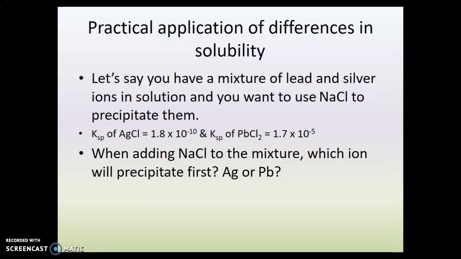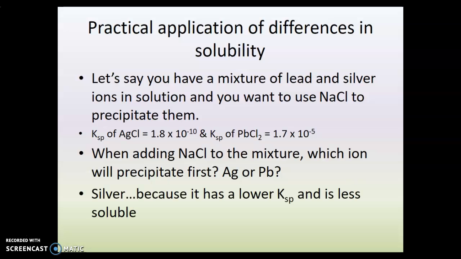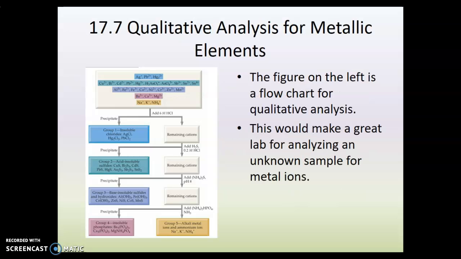So let's say you had a mixture of lead and silver, right? What would you do? Which one would precipitate first? The Ksp of silver chloride is 1.8 times 10 to the minus 10th, and the Ksp of lead chloride is 1.7 times 10 to the minus 5th. Notice those are not really big Ksp values, right? But one of them is much lower than the other one. So which would precipitate first, silver or lead? I'll give you a second. That's right, the answer is silver, because it has a lower Ksp and it would be less soluble, okay?